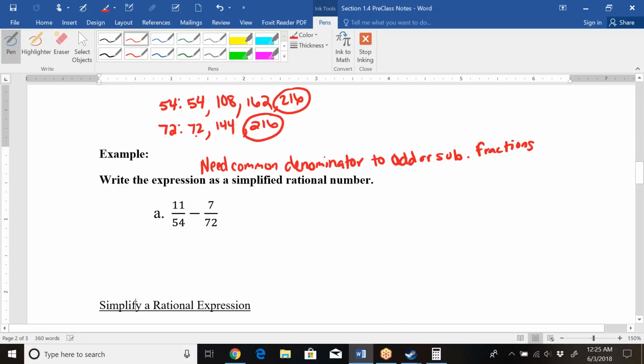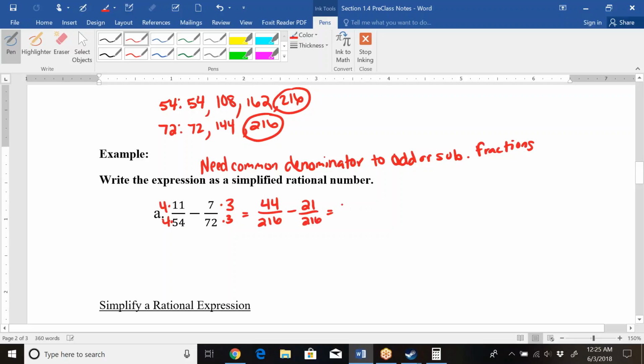Now, the reason I like this method of finding your LCD for numbers is because now you know what to multiply by. So we need to create a 216 in the bottom of each of these fractions. So to do that, we have to multiply by 1, 2, 3, 4, because it was the fourth multiple, on top and bottom. And for 72 to turn into 216, we need to multiply by 3. So this would be 44 over 216 minus 21 over 216.